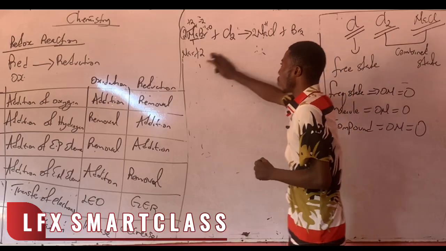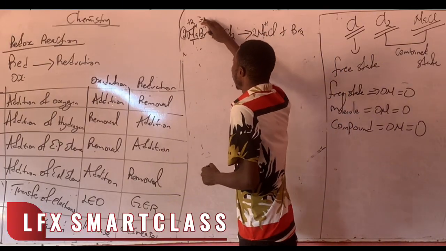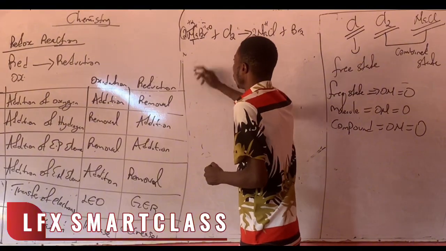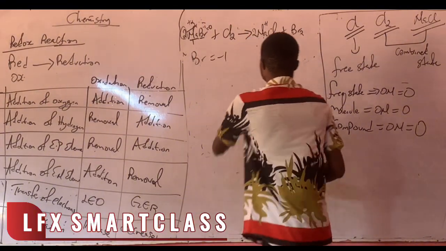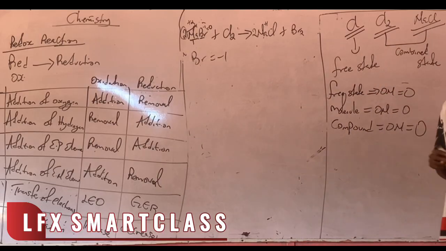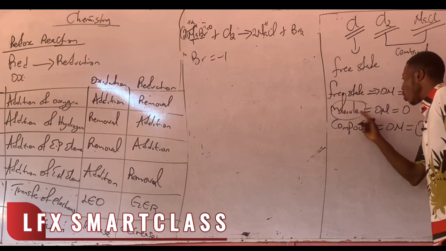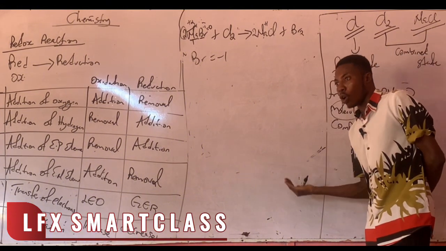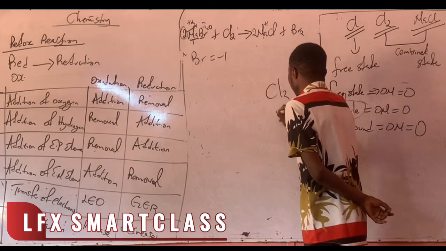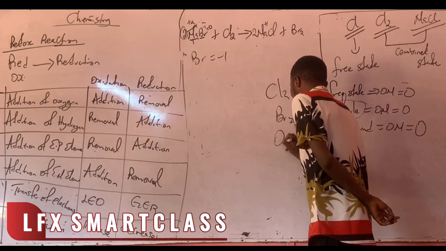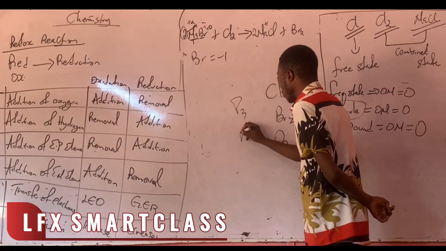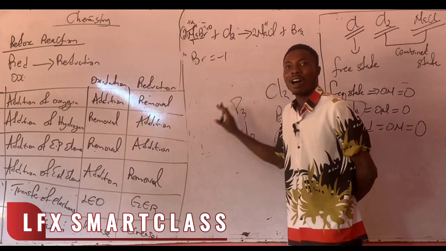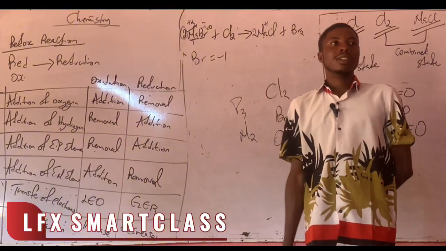Now let's go to what happened to bromine. Bromine here was minus 1. True or false? Bromine at this particular side was minus 1. What is bromine here? Okay, bromine here is minus 2. See, this is simple. A molecule's oxidation number is 0. Is this bromine not a molecule? Once you see something like this, all these things are molecules. Do you understand?